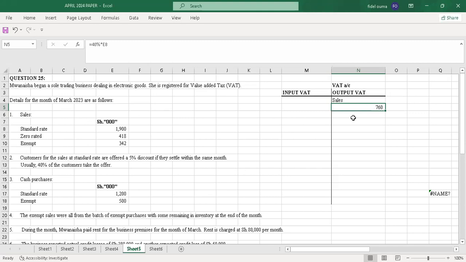So now that I have this, let me just undo this. I was not supposed to do it there. So let me have my workings here. So this is what I will do.